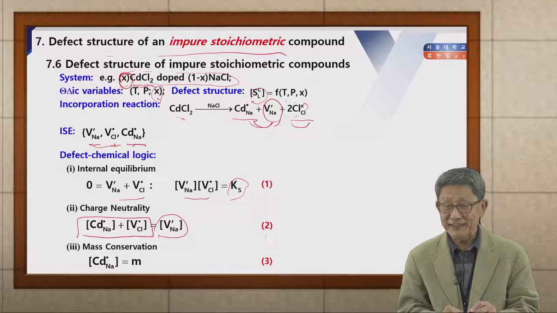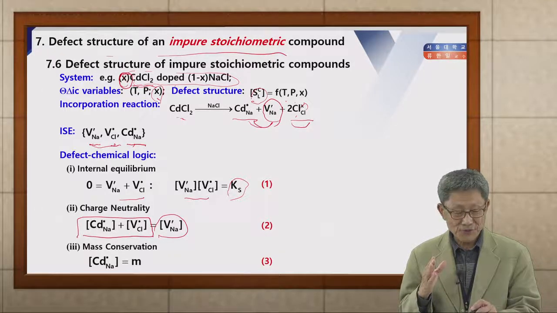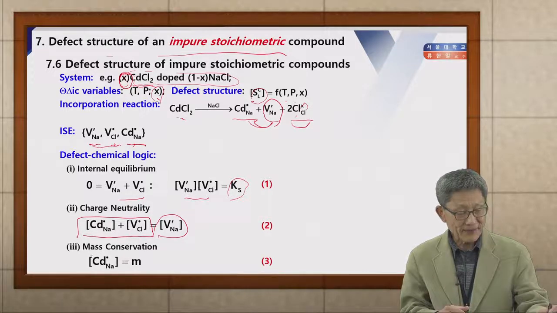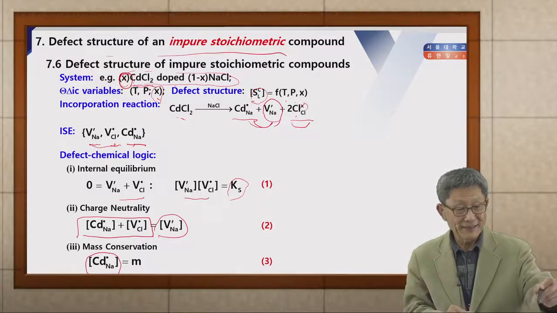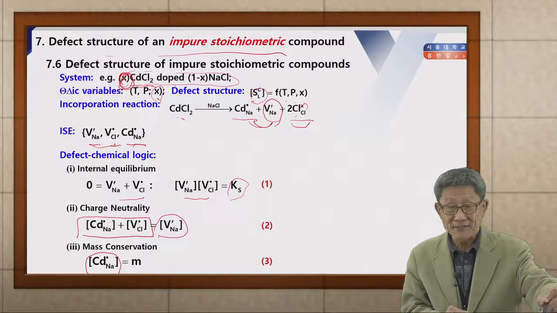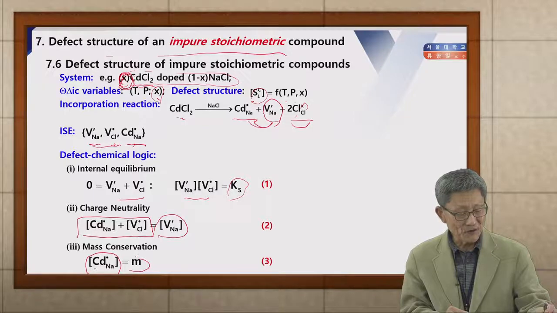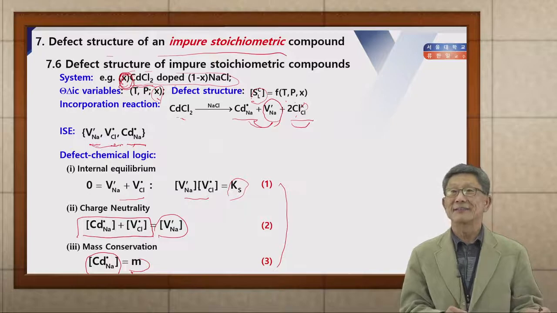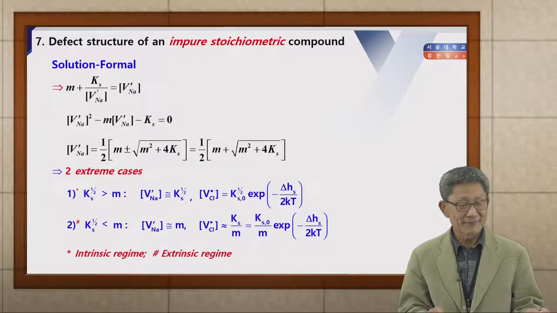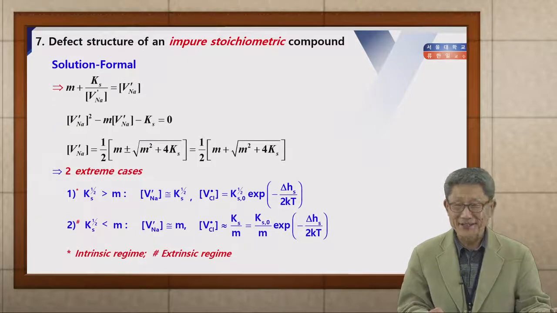And then finally, you should satisfy the mass conservation. Actually, the concentration or doping level of cadmium is already fixed. We know that because this is the initial batch composition. So we know how much cadmium we incorporated into your host lattice. That's called the amount, just M, okay? Whatsoever unit it has. So you have the 3 equations for the 3 unknowns. Then it's easy to solve them out. Formally, you can solve this equation in this way.